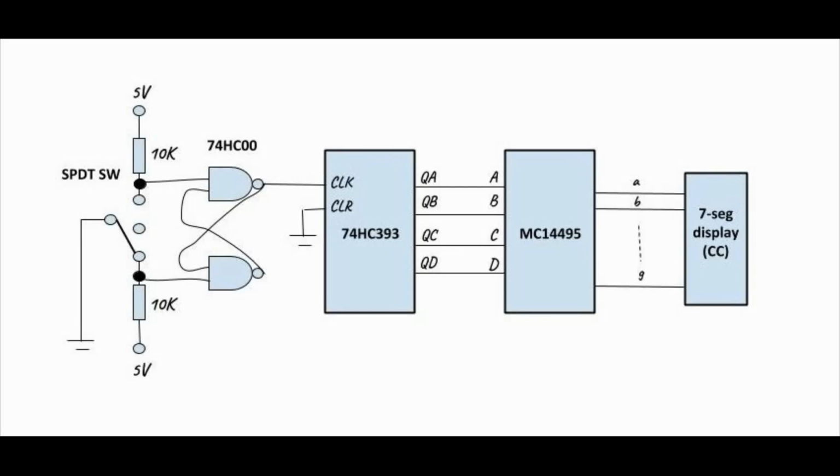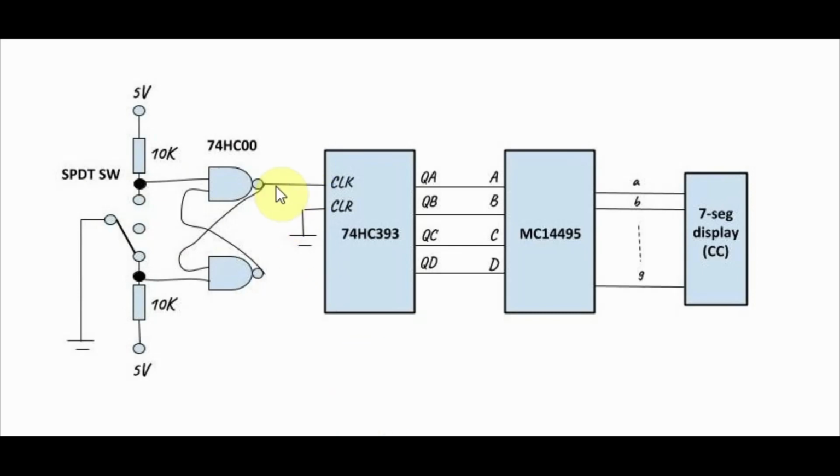A block diagram of one operand is shown here. The output of the micro switch is applied to a debouncing circuit using two NAND gates within the 7400 IC. This circuit is essential to eliminate any debounce distortion coming from the micro switch.